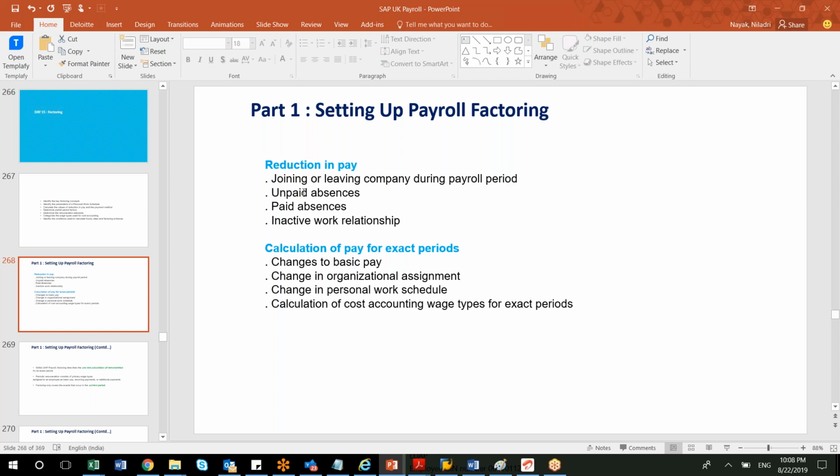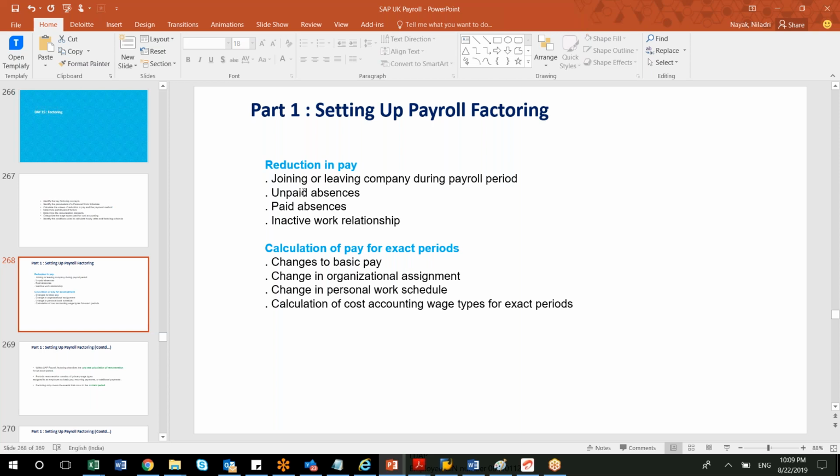Suppose the person has joined on the 15th or 16th of August. In that case, whatever the 50% salary, or whatever the factor is calculated, that factor will be multiplied to his basic salary, and he will be paid that. That period also depends on a lot of factors. Most organizations go with the concept of working days. Like suppose we are calculating 22 days in a particular month, considering Saturday and Sunday as a week off. So 22 working days.